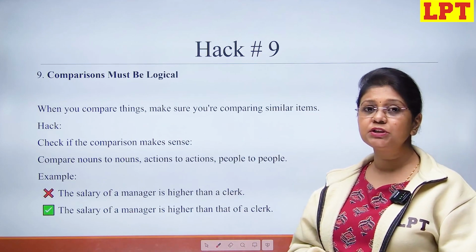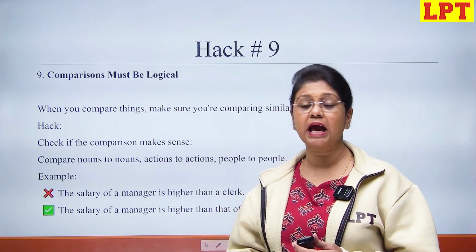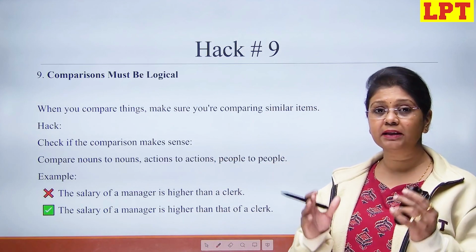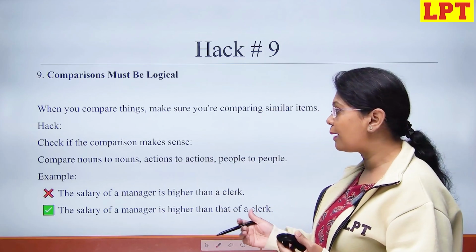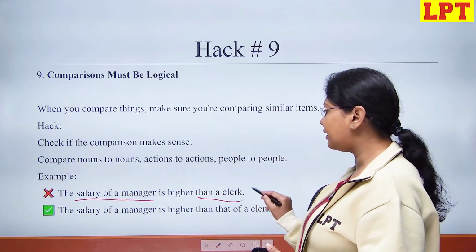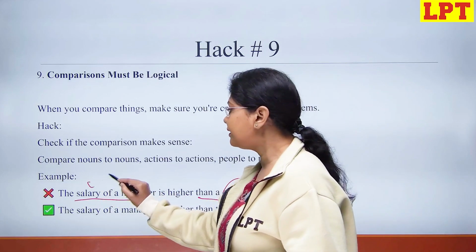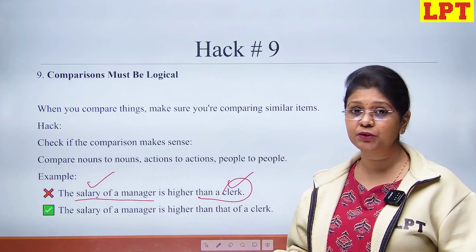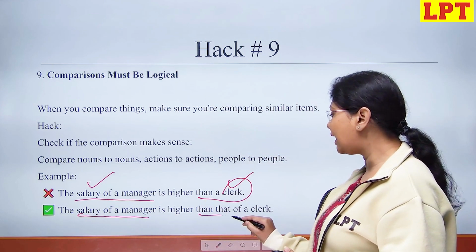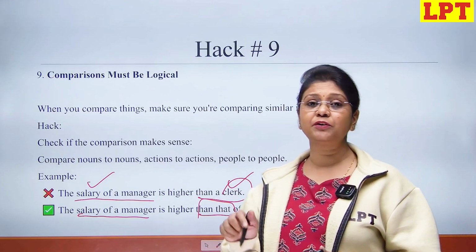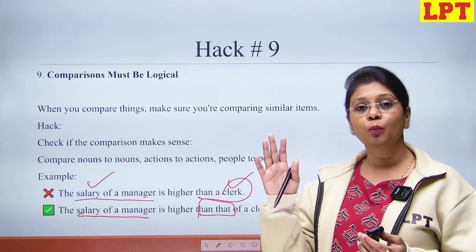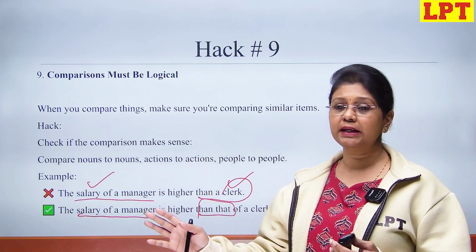Comparisons must be logical. So when you talk about comparisons being made, I'm sure you would have done adjectives in your class. When you are making a comparison, the comparison has to be very clear. If you look at the example, the salary of a manager is higher than a clerk. So you are comparing salary with a clerk, which is incorrect usage. What you would say is the salary of a manager is higher than that of a clerk. So make sure that your comparisons are clear, and they respect what is being talked about and what is being compared.